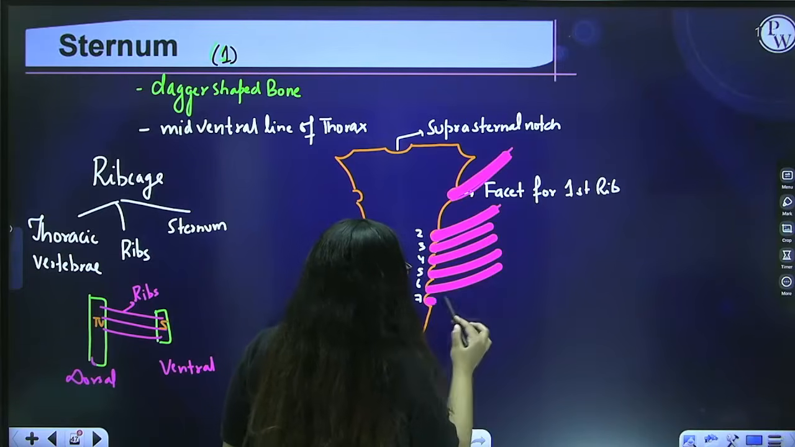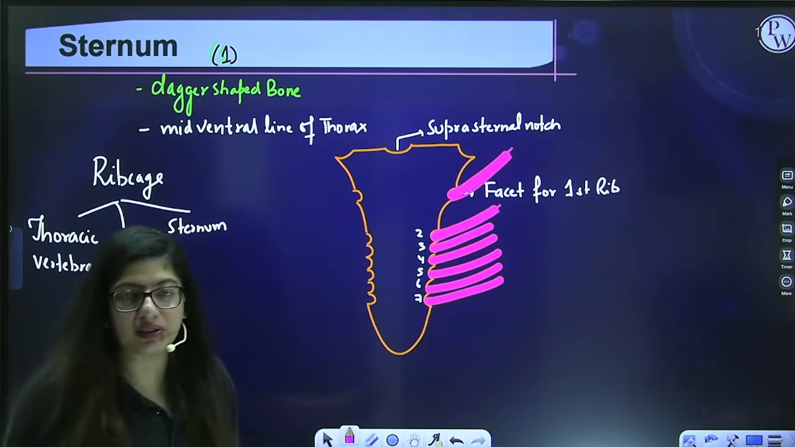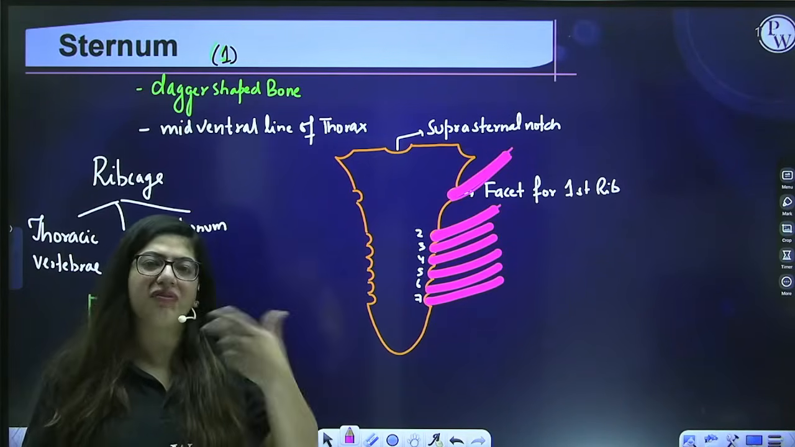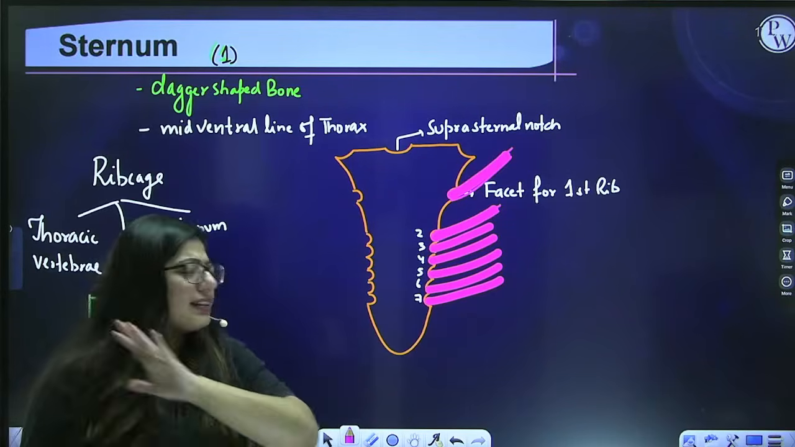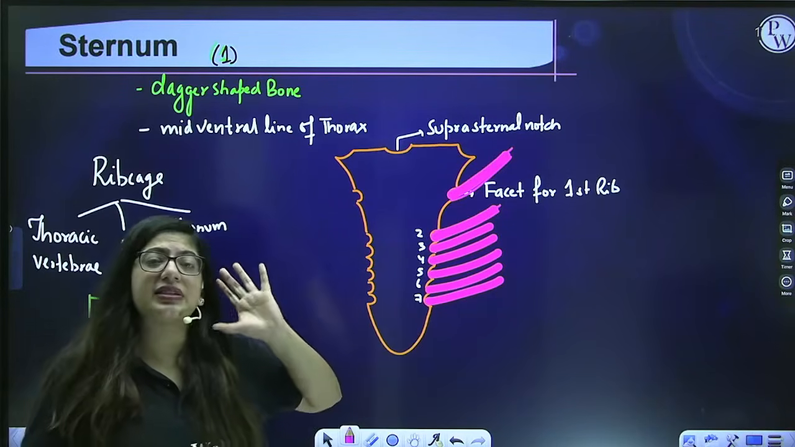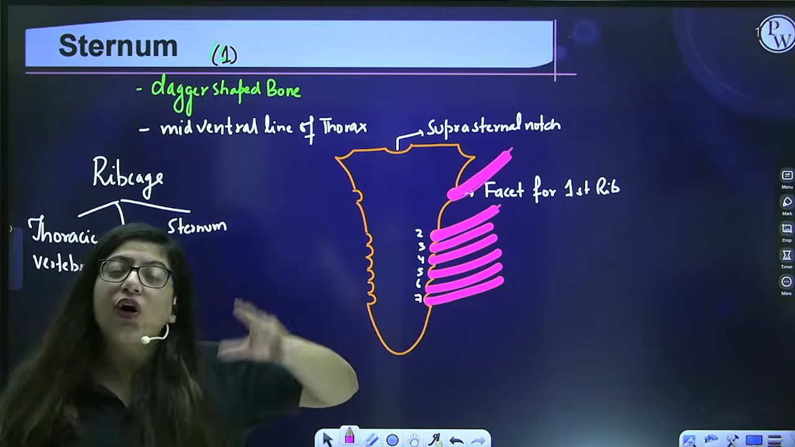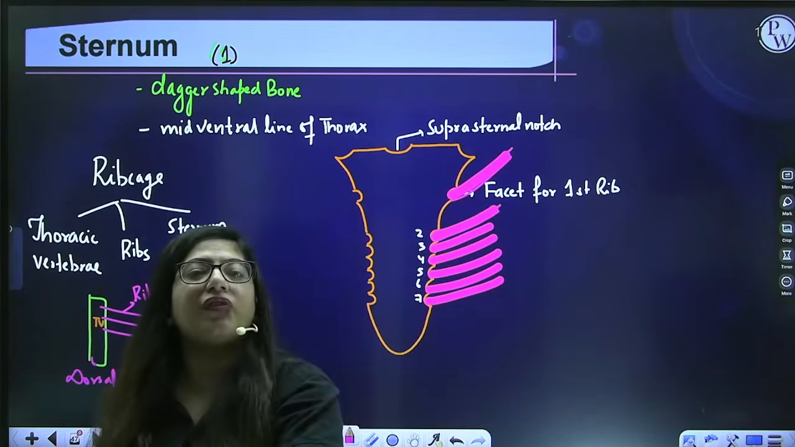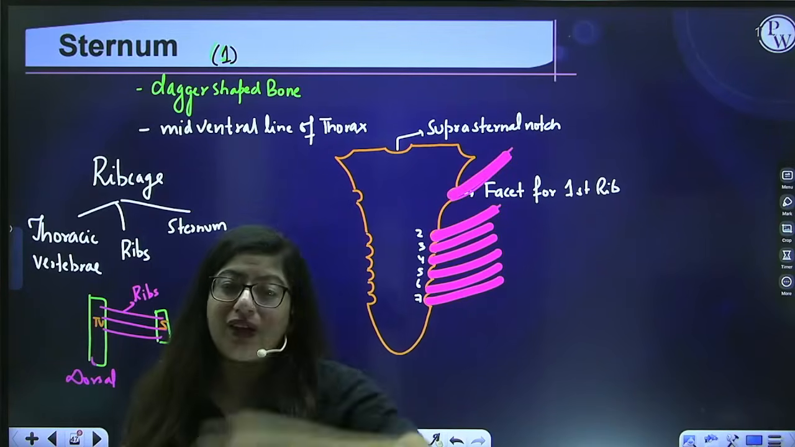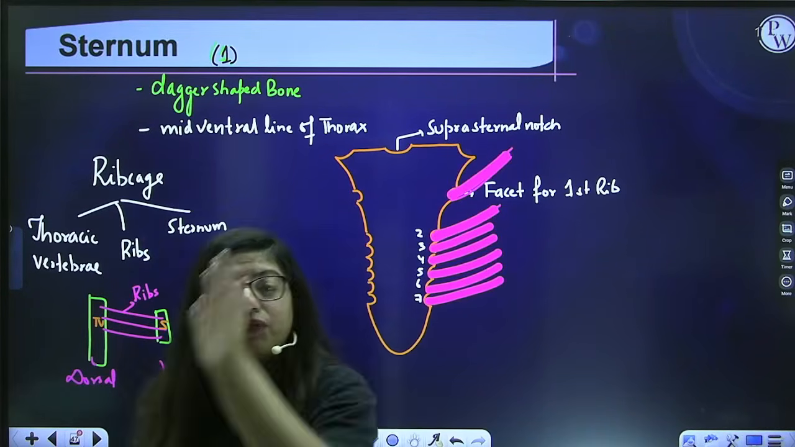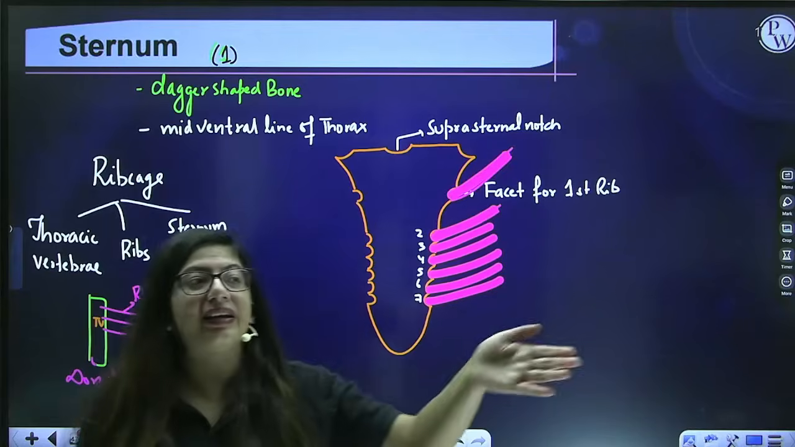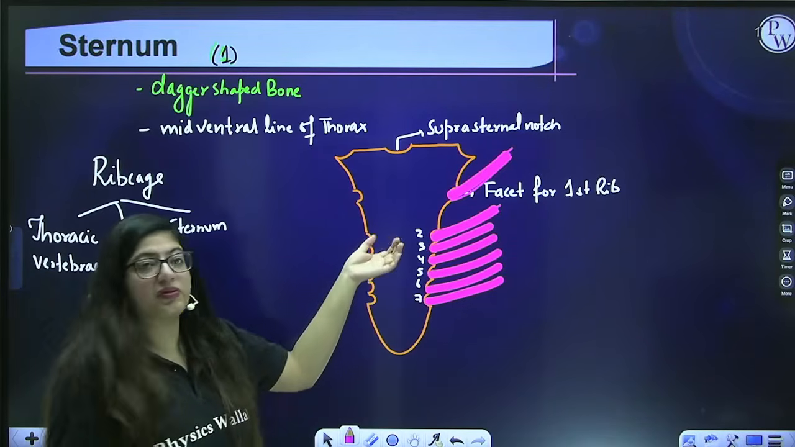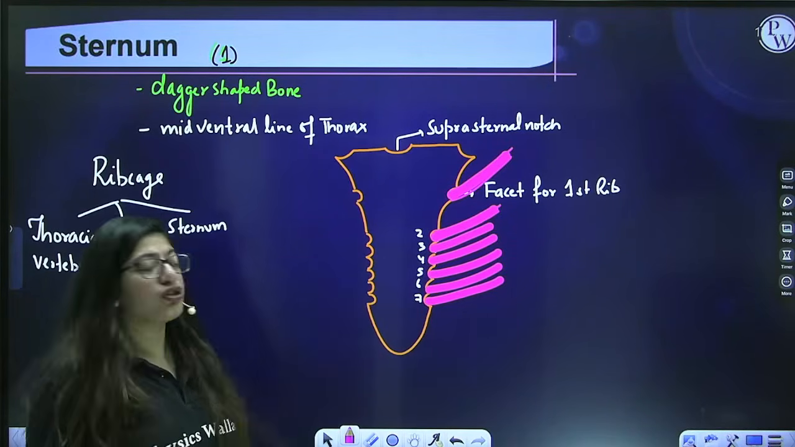So the first 7 pairs of ribs are directly attached to the sternum, and on the back side, every rib is attached to the thoracic vertebrae. That is not a point of difference. The same thing in all the ribs is they are all attached to the thoracic vertebrae dorsally, but the point of difference is in the ventral portion. In the ventral portion, where are they attaching? The first 7 pairs of ribs attach directly to the sternum.